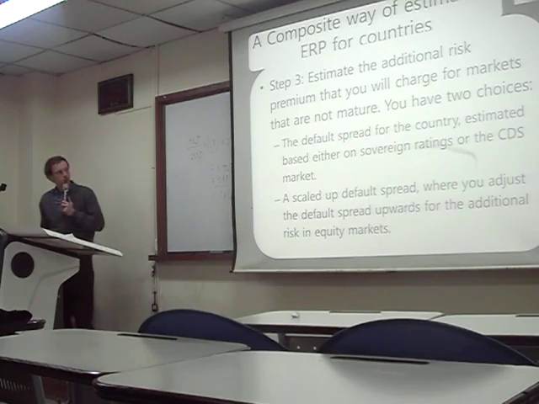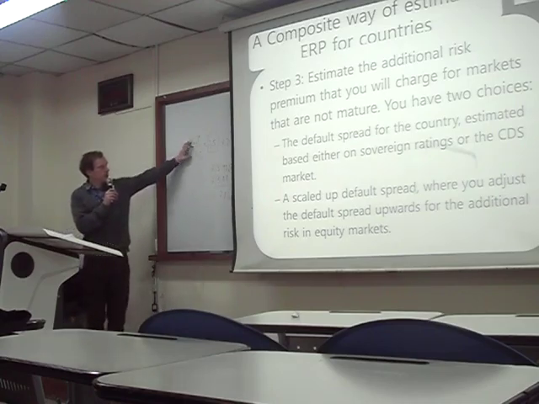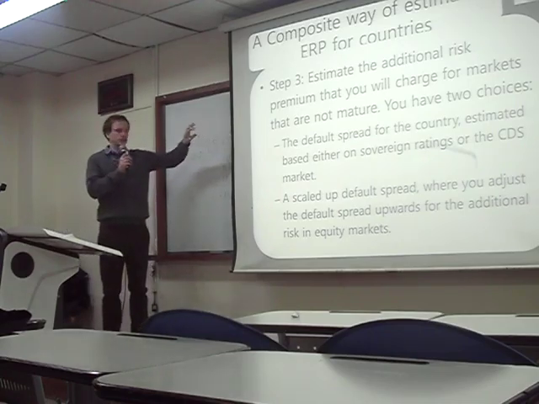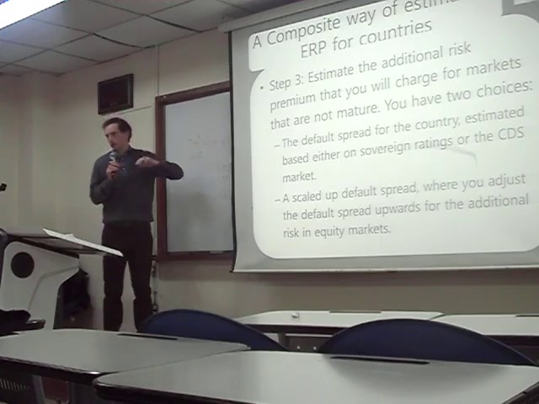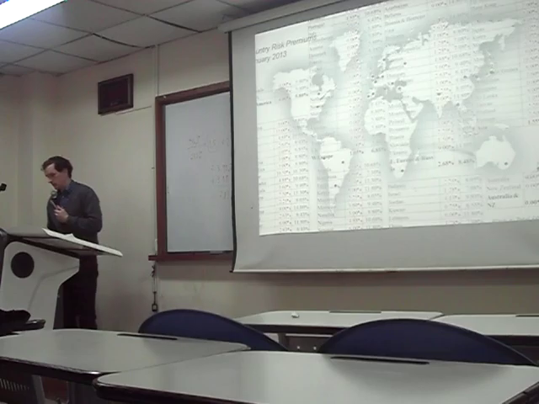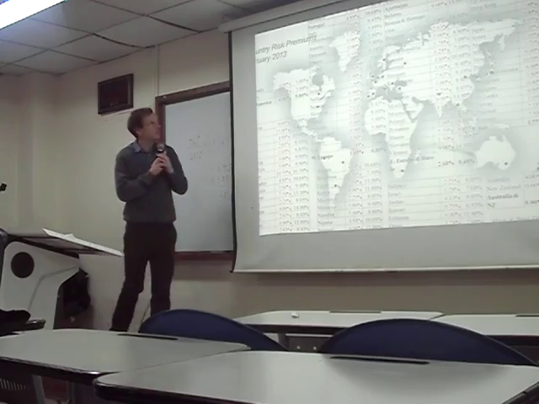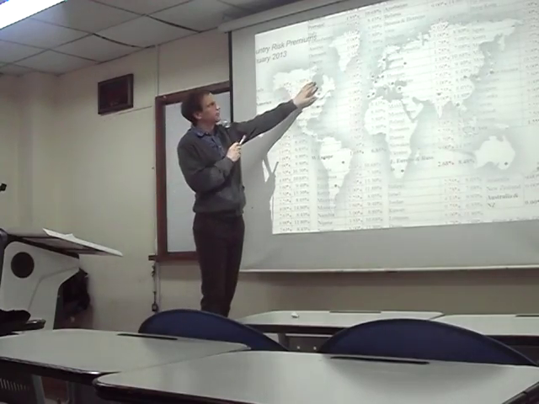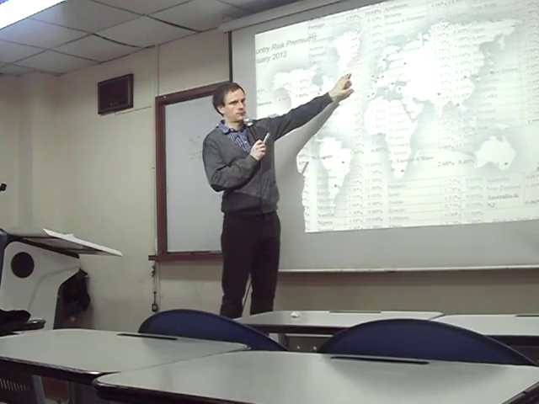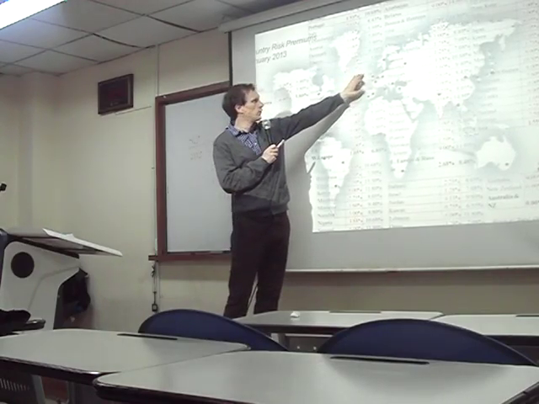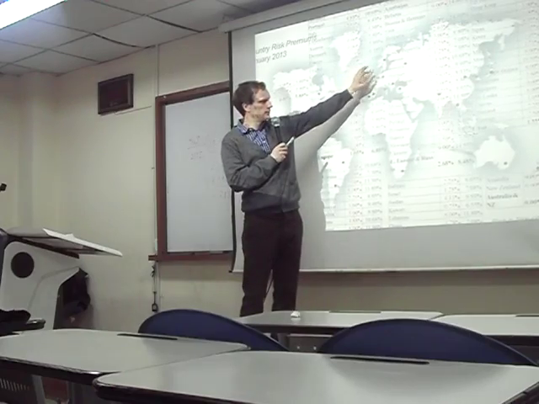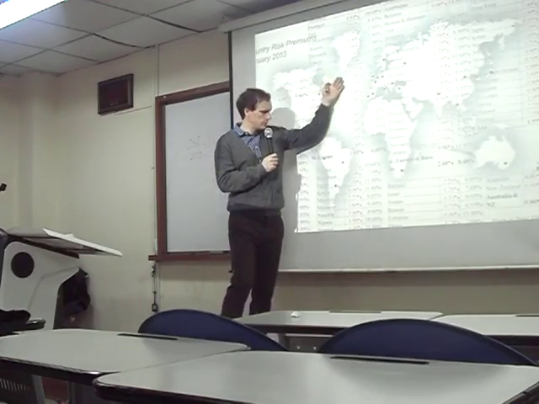So let's go over that again. Step one, estimate an equity risk premium for a mature market like the US. Step two, come up with a generic and measurable definition of any mature market. So an AAA-rated country is mature, like Germany or the US. Step three, estimate the additional risk premium you will charge for markets that are not mature. So we can use the scaled up default spread. We use the default spread, and we scale it up for the extra risk in the equity market. Make it bigger, okay?